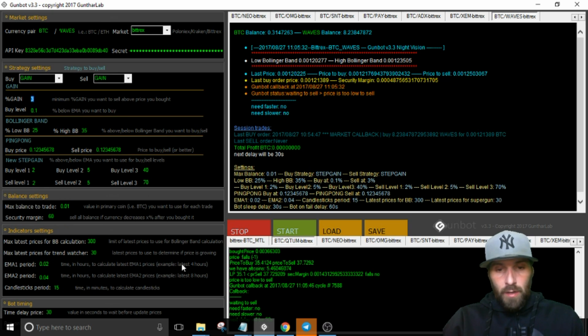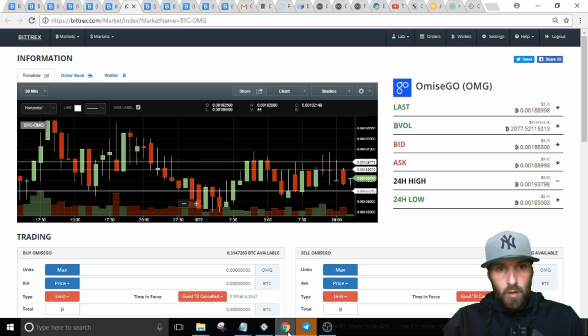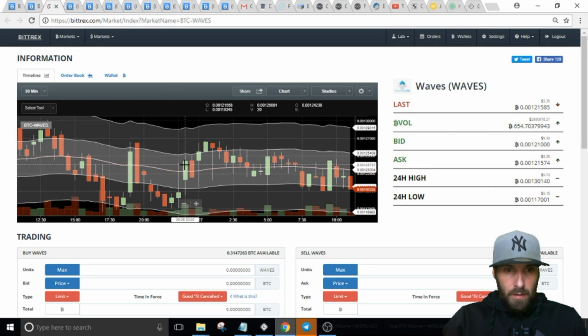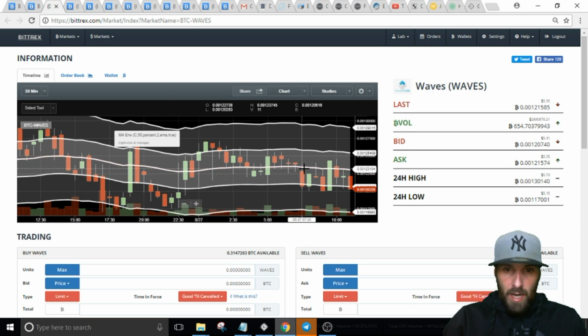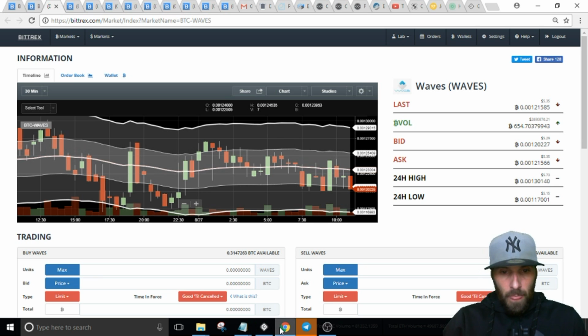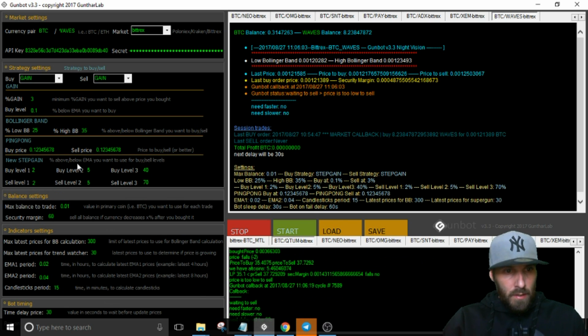So I explained to you already what the EMA is, the exponential moving average. And if we go back to the waves chart, that is this middle line here, the exponential moving average. So it will buy 0.1 below, it will sell 3%, 5%, whatever percent you want to specify above, until it hits that gain mark. When it gains a certain percentage that you specify, it will sell. So pretty easy.